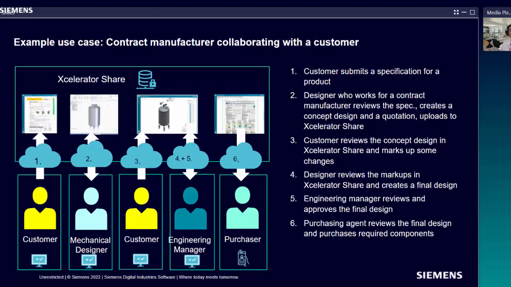Then the customer will review the concept design in Xcelerator Share and do some markups and changes. The designer will be able to review the markups in Xcelerator Share and create the final design before uploading to Xcelerator Share. If the customer approves the final design, well, the contract manufacturer will review and approve the final design from its engineering manager. And lastly, the purchasing department will review the final design and will be able to purchase the required components for this prototype.